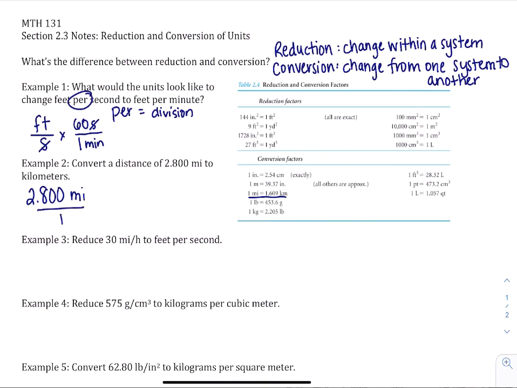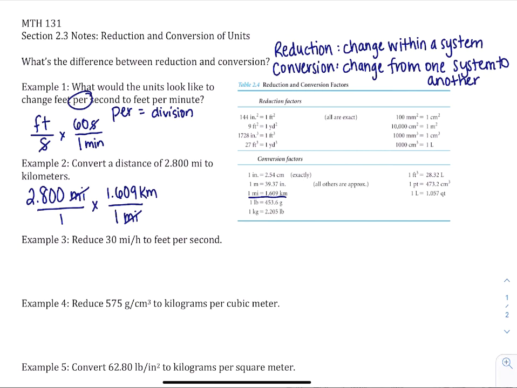If it's helpful for you to always put these over 1, then go ahead, do that. And now we want miles to cancel. So we put the mile part of that equation in the bottom, 1 mile, and then the 1.609 kilometers up top. When we do that, the mile above and the mile below will cancel.